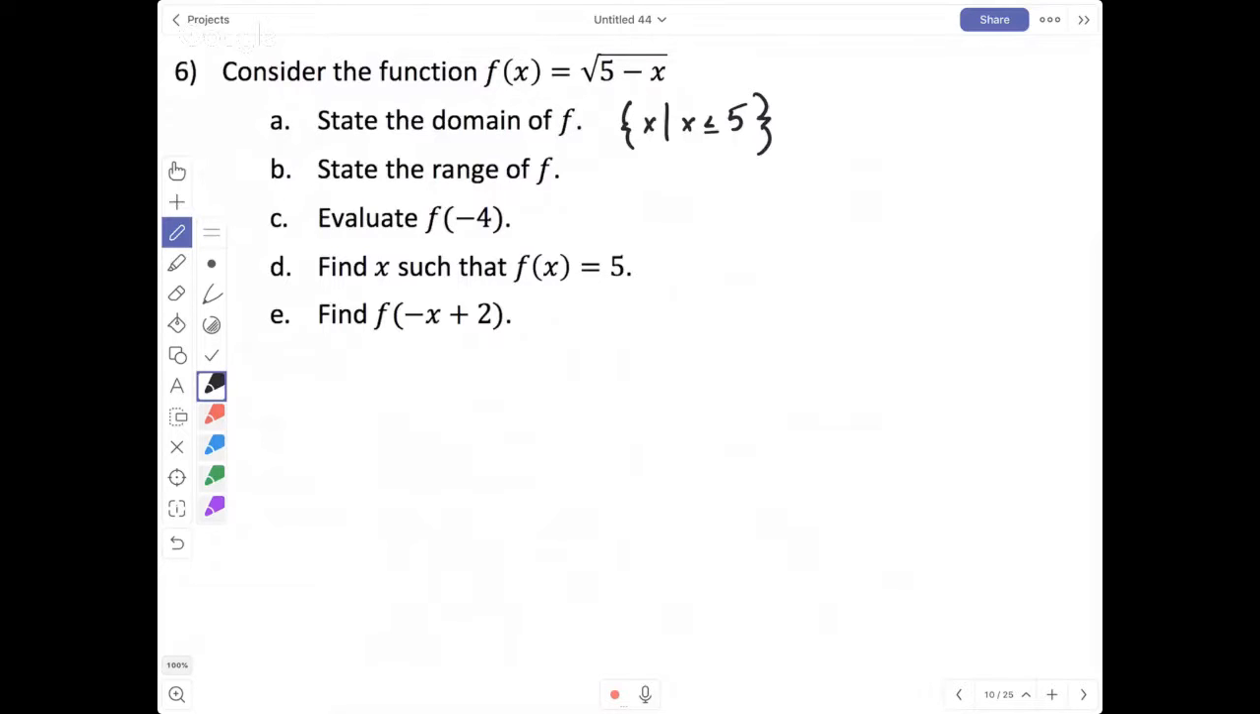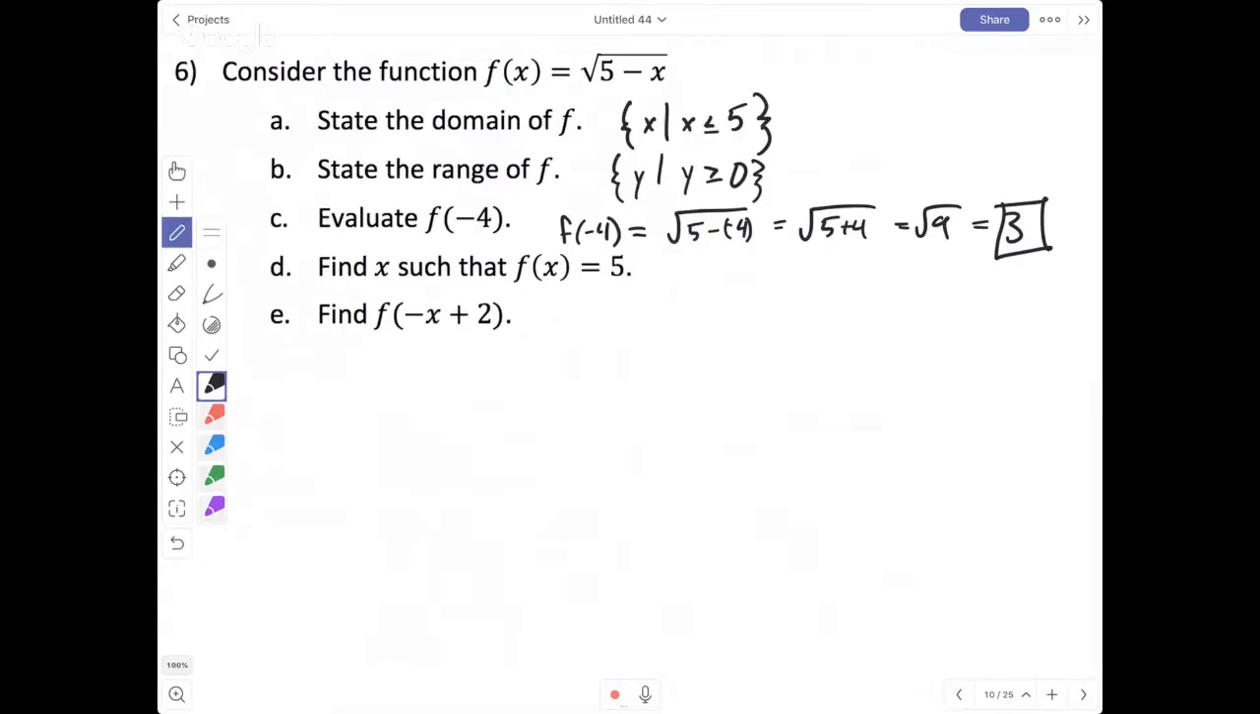Well, after I take that square root, the smallest number I could get was a 0. So we have an output set y such that y is greater than or equal to 0. And evaluate f of negative 4, where f of negative 4 is equal to the square root of 5 minus negative 4, because I plug in negative 4 for x, which equals the square root of 5 plus 4, which equals the square root of 9, which is 3.